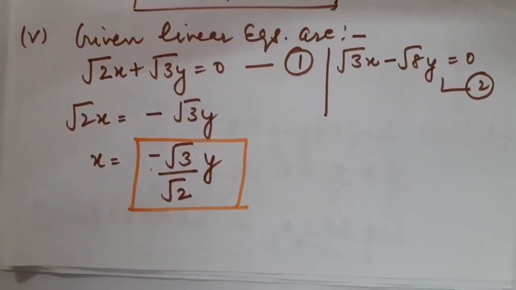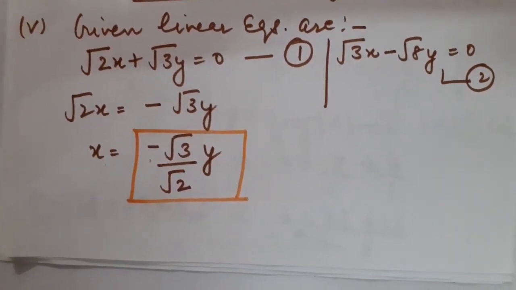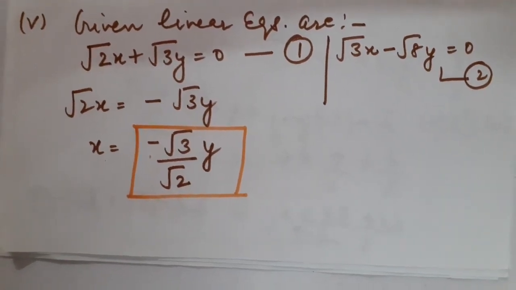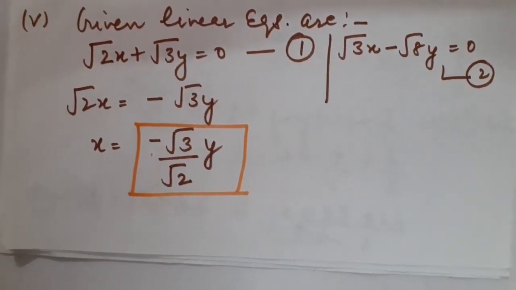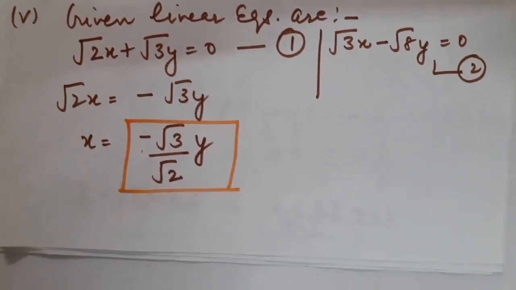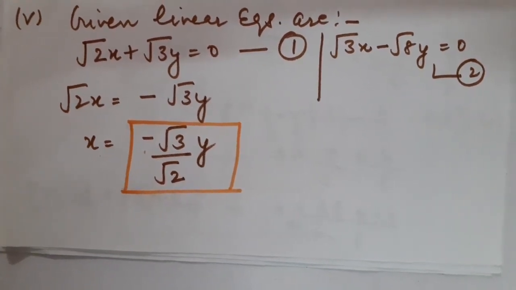Now children, I am going to take another question from the same exercise 3.3. This is the first question, fifth part. The given linear equations are root 2x plus root 3y is equal to 0, and the other equation is root 3x minus root 8y is equal to 0. The name of the method is substitution.